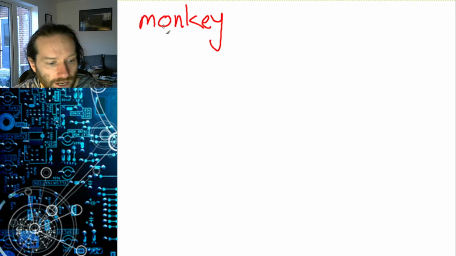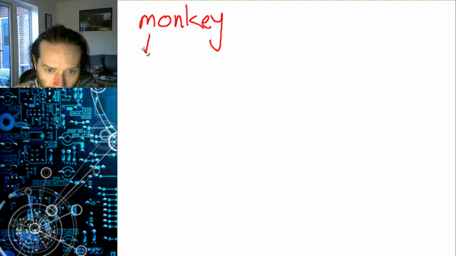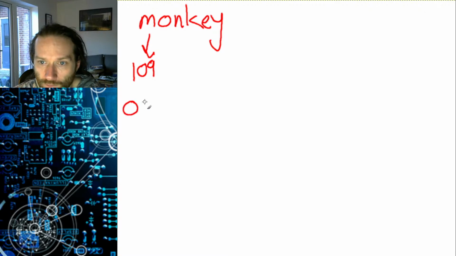Okay, so what we do is we look up each of the letters in the ASCII character set. So we've got monkey. First of all is a lowercase m. That is 109. Convert that to binary and, using the full 8 bits, we get 0, 1, 1, 0, 1, 1, 0, 1.